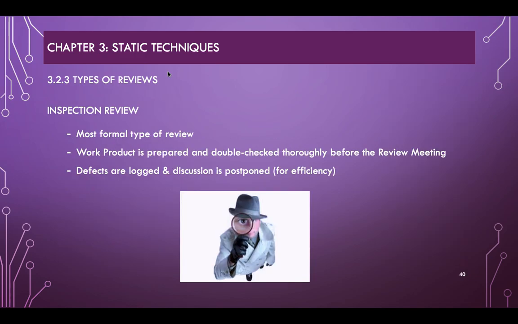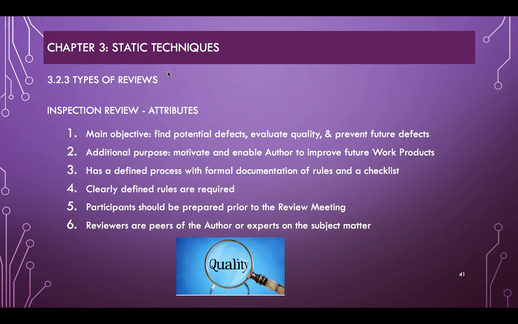An inspection review is the most formal type of review. A work product is prepared and double-checked thoroughly before the review meeting. The defects are logged and discussion is postponed for efficiency. Attributes of the inspection review include: 1, the main objective is to find potential defects, evaluate quality, and prevent future defects. This is often the last review before the software is shown to a client or the public.